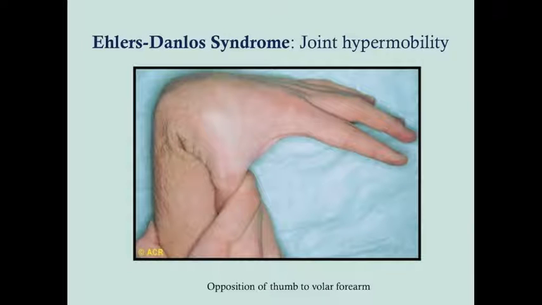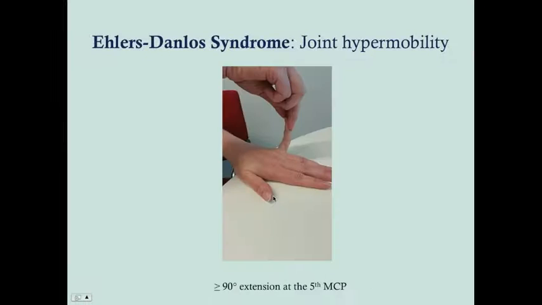So here's an example of joint hypermobility. I got this from the American College of Rheumatology. In this patient, they're able to oppose their thumb to the volar forearm. Even though this is passive, this is one of the Beighton criteria of EDS. So this is a sign you're going to look for. I'll show you what the Beighton criteria are in a little bit. So here's a 90-degree extension at the 5th metacarpophalangeal joint, and this is another sign of EDS.